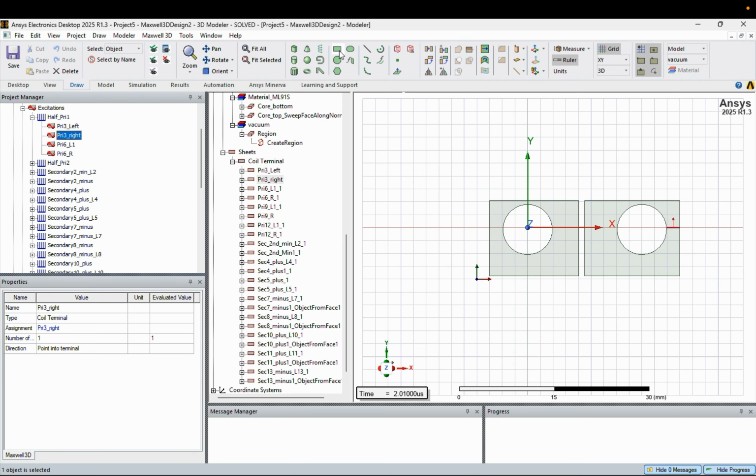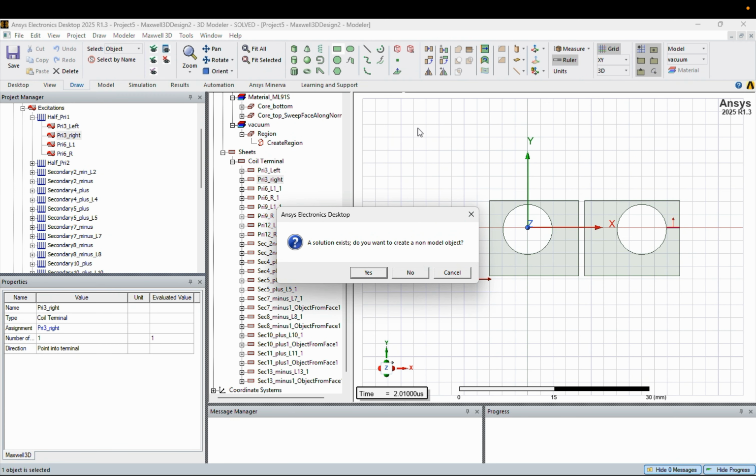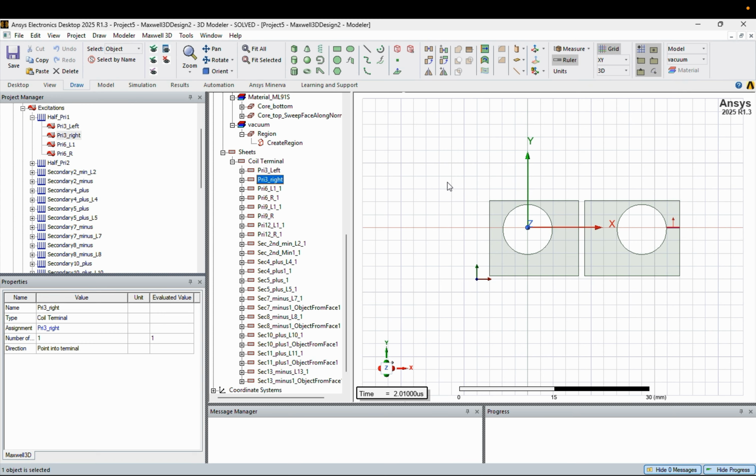I'll just quickly show how it looks. A solution exists. Okay, I don't want to show it over here.